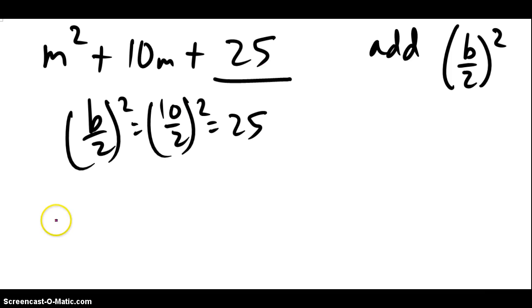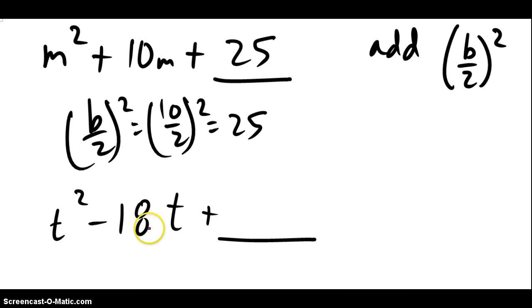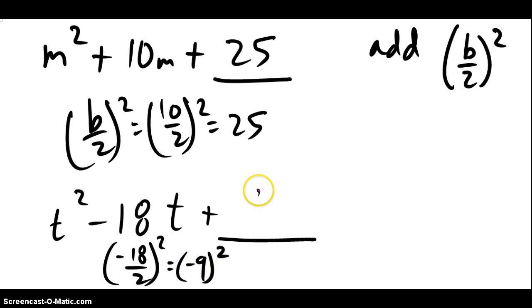Let's try another one. What if we had t squared minus 18t? We're going to add b over 2 quantity squared. What do we have to add here? Half of this and then square. So it's negative 18 over 2 quantity squared. So it's negative 9 squared. Now notice it's negative 9 times negative 9, so it's positive 81. See it?